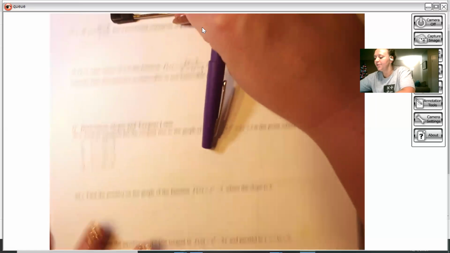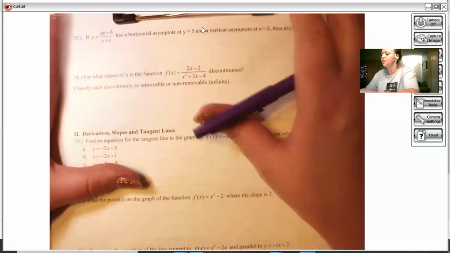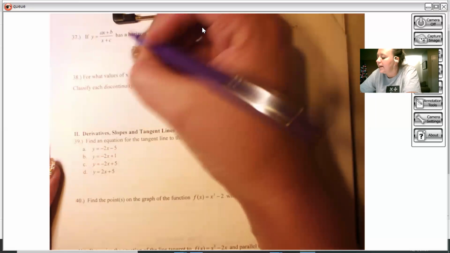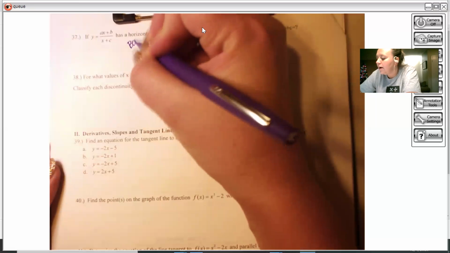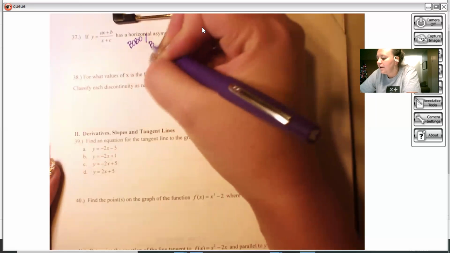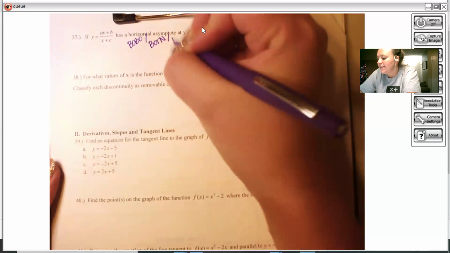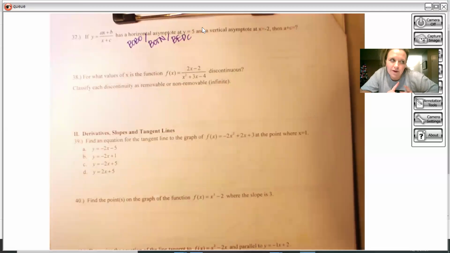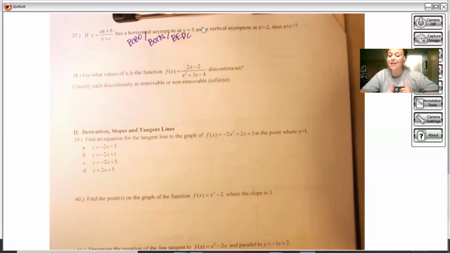So number 37. This is a little bit tricky. It says we have a horizontal asymptote at 5 and a vertical asymptote at -2. So what does A plus C have to be? So here's what I would think about. First of all, a horizontal asymptote is a BOBO, a BOTN, or a BEDC. Okay, but if it was a BOBO, it would have been y equals 0. If it was a BOTN, it would have been, I don't have one.